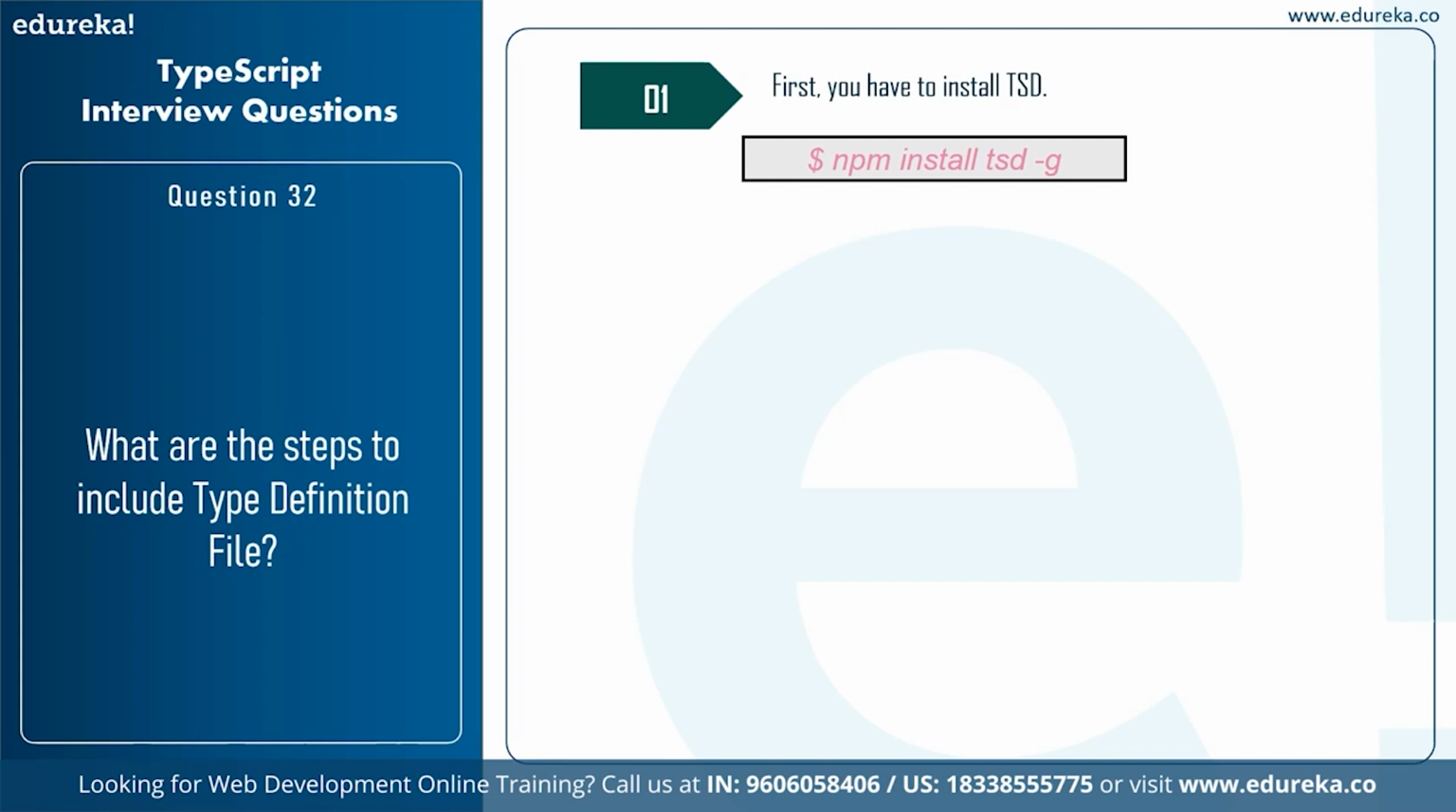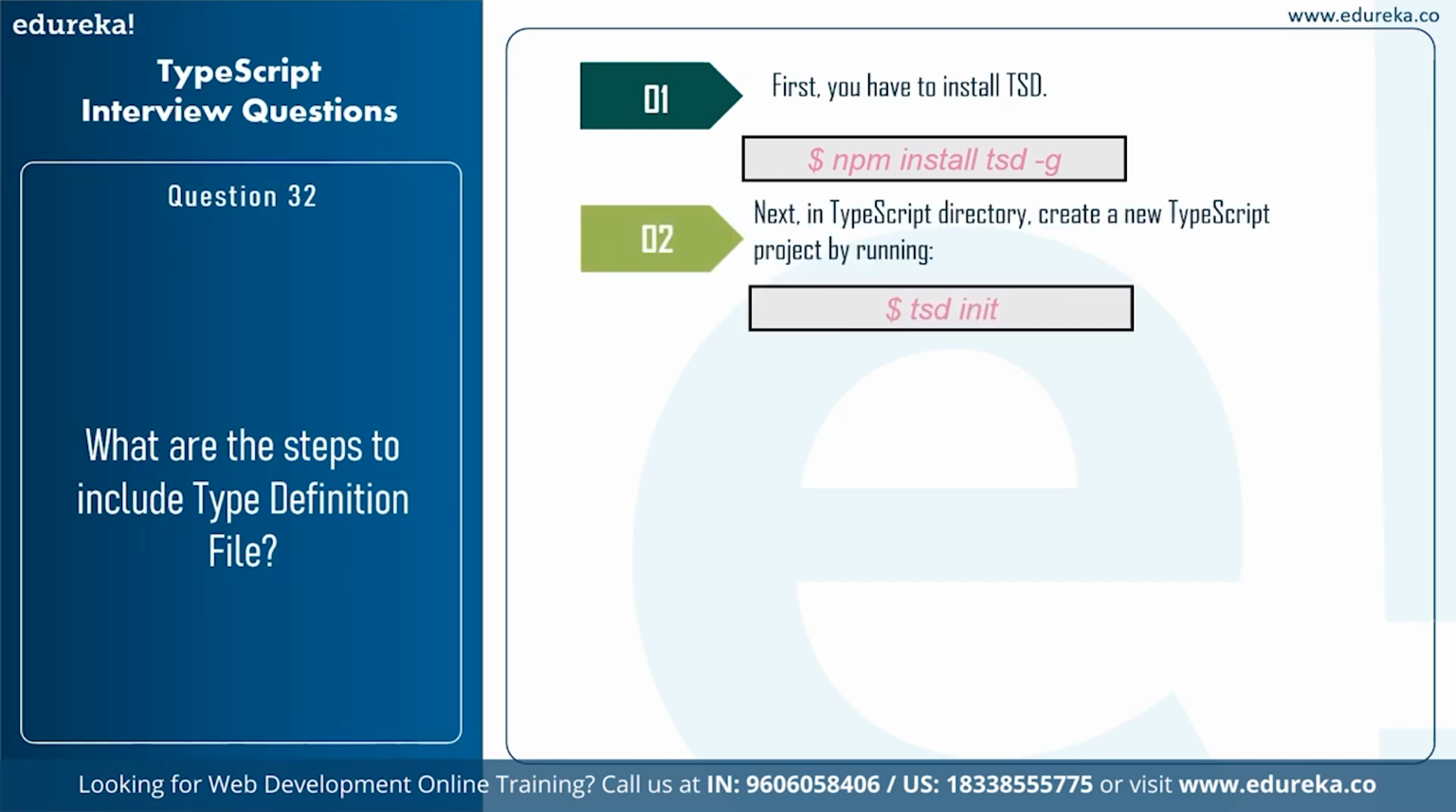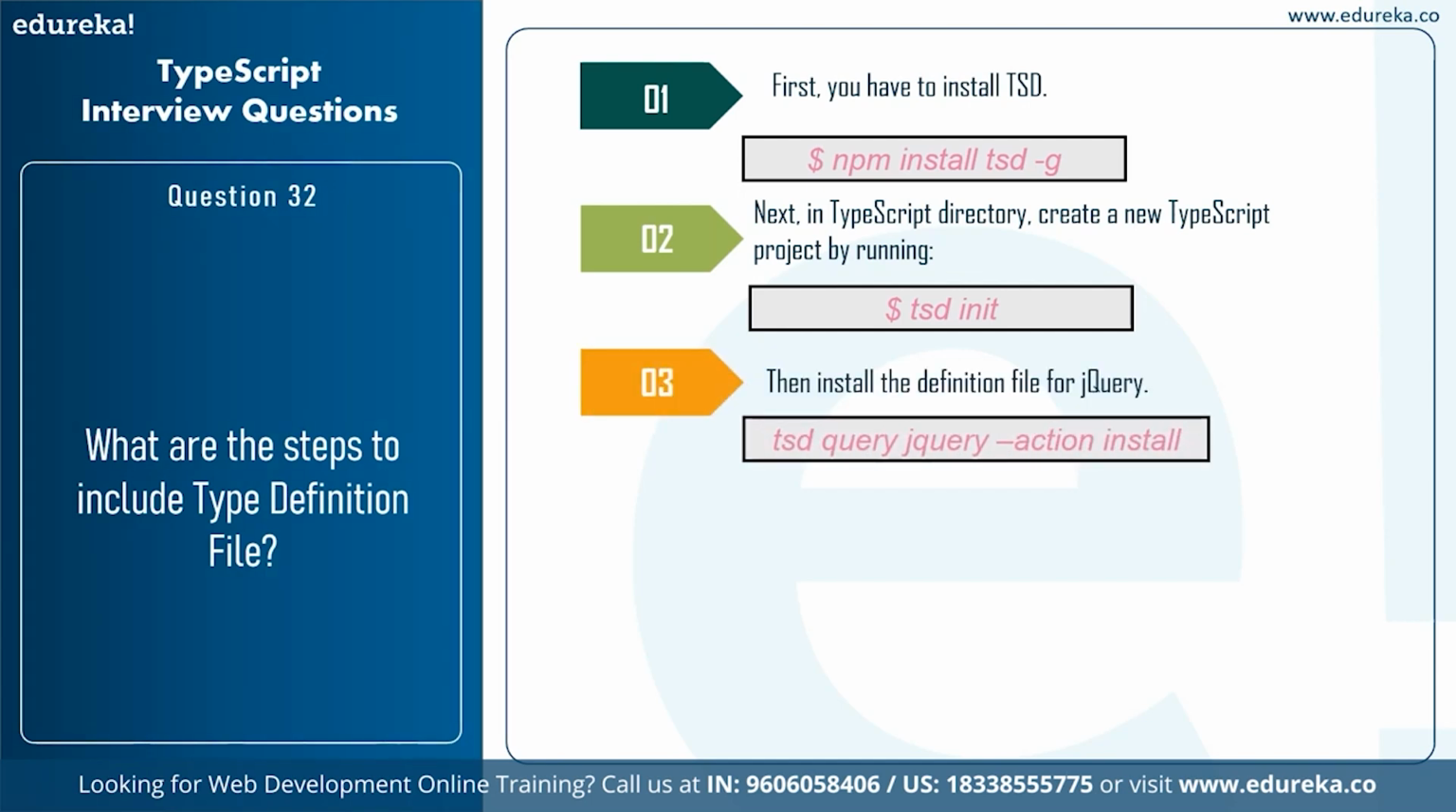Now once you are done installing this, the next step is in TypeScript directory, you have to create a new TypeScript project. So for that, you just have to run the code as $tsd init. So this will create a new TypeScript project. Now once this is done, you have to install the definition file for jQuery. Now for this, you have to use the command as tsd query jQuery --action install.